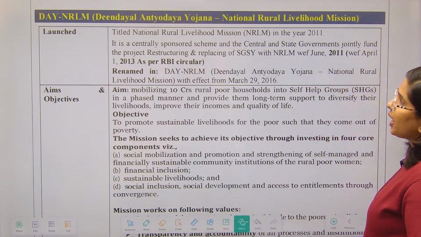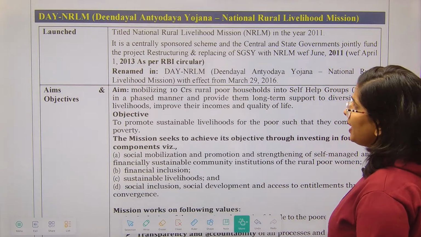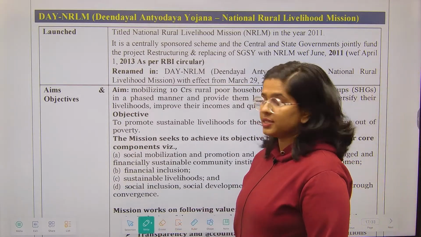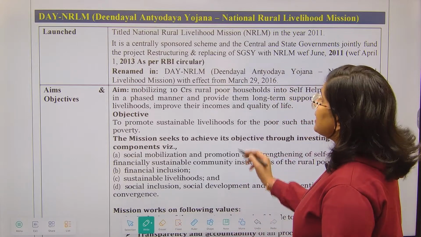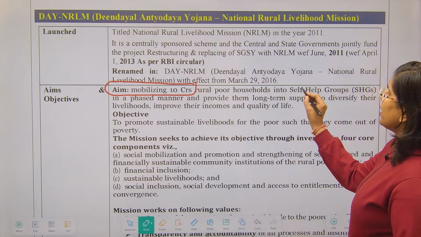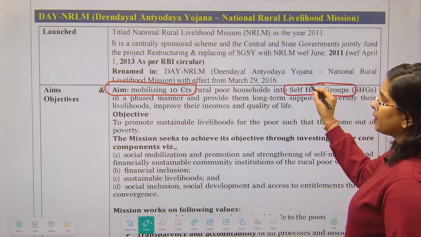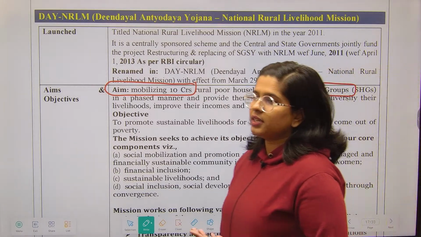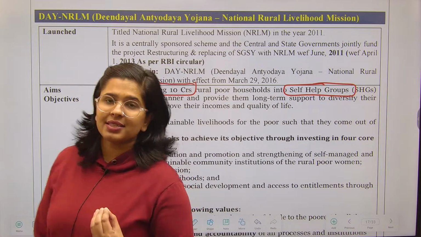Let us see what we are doing under it. But the main aim of this particular scheme is, first of all, let's see this. So the aim is to mobilize 10 crore rural poor households into self-help groups in a phased manner. ठीक है, ये aim है. Why is this the aim?